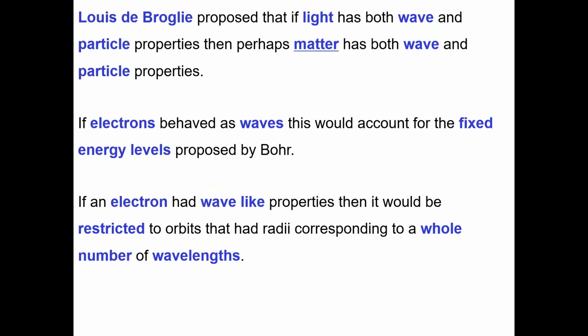Louis de Broglie made the first steps towards the modern quantum theory. He proposed that if light has both wave and particle properties, then perhaps matter has both wave and particle properties. He recognized fairly quickly that if electrons behaved as waves, this would account for the fixed energy levels proposed by Bohr. The reason being, if an electron had wave-like properties, then it would be restricted to orbitals that had radii corresponding to whole numbers of wavelengths. And I'll show you what that looks like in the next slide.